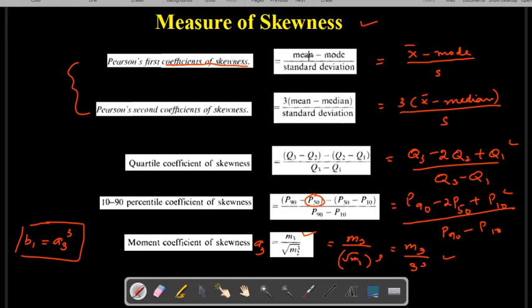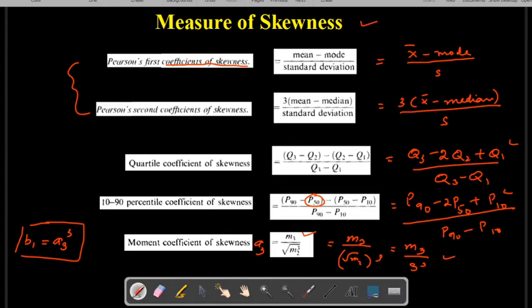All these four things you have to find: mean, median, mode, and standard deviation. And to find quartile coefficient and percentile, you have to find all the three quartiles and all the three percentiles. Then moment, you have to find the second and third moments about mean. All the other formulas are one and the same, just a calculation you have to do, and substitute in the formula.